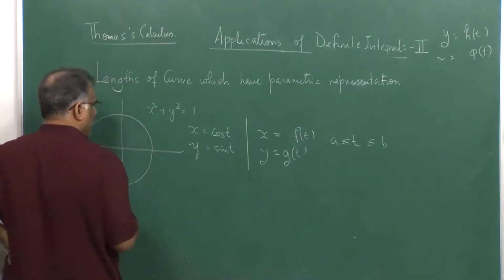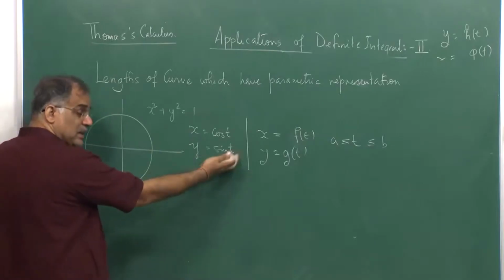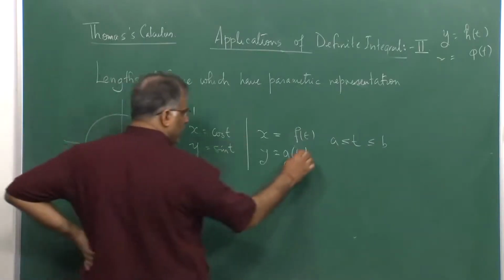Of course, you can say, okay, t can be restricted from minus pi to plus pi. In this case also, it does not matter, it will be the same. So, this is called a parametric representation.